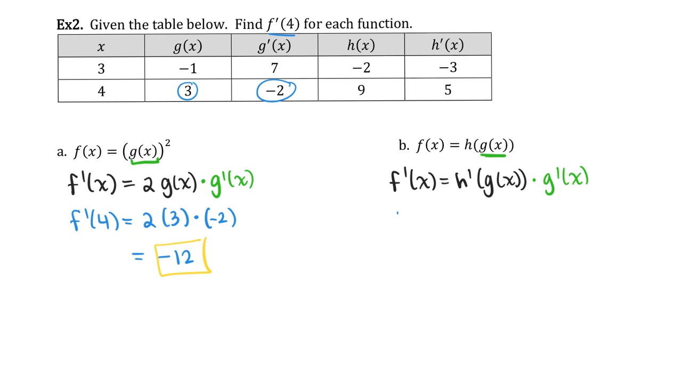Okay, now let's go ahead and plug in 4. h prime of 4. So I want h prime of g of 4. What's g of 4? g of 4 is 3 times g prime of 4, which is negative 2. Okay, now what's h prime of 3? h prime of 3 is negative 3. So this is going to be negative 3 times negative 2, so 6.